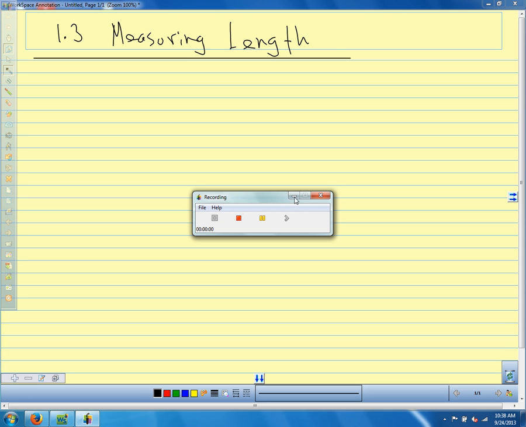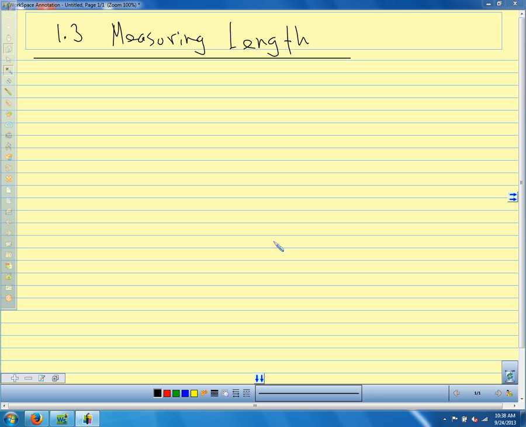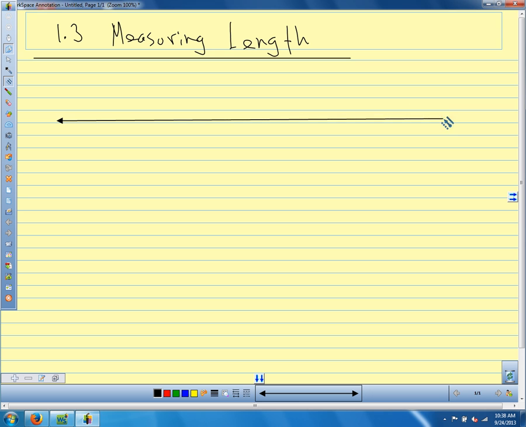So let's have a quick reminder. Part of what we're going to do today has to do with going back to a very basic idea that we've known for a long time. A number line. So we put 0 here. To the right is positive, and to the left is negative.